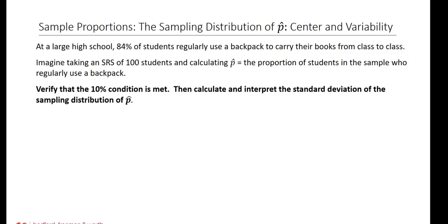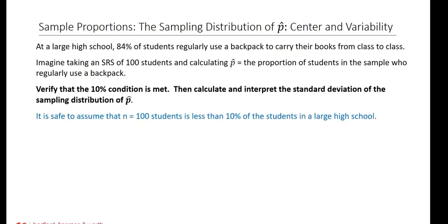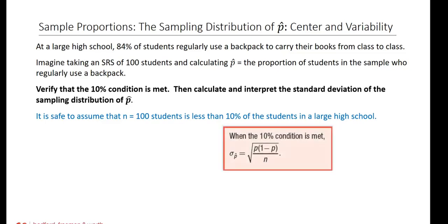Verify that the less than 10% condition is met. Calculate and interpret the standard deviation of the sampling distribution. So before we can figure out the standard deviation using that formula they just gave us, we've got to verify the less than 10% condition. We took samples of size 100. It's a large high school, think Collierville. There's 3,000 or 4,000 there, so it's definitely less than 10% of the entire student body. So it does pass that condition, therefore we should be able to plug in the formula, p times the complement of p divided by n, all square rooted.